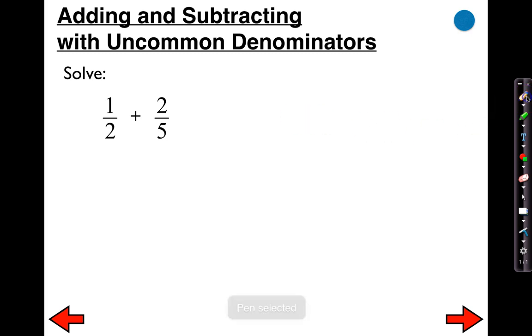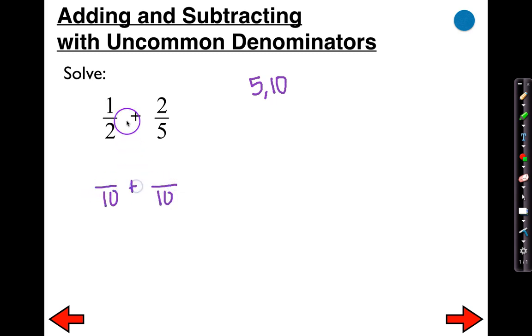So the first thing that I like to do, so here's a couple of tips, is first check, can the smaller number be multiplied to make the larger number? So in other words, can 2 be multiplied to give me 5? Unfortunately, no. Once that doesn't work, what I start doing is list multiples of the larger denominator. So the first multiple of 5 is 5. 2 cannot be made into 5. Next number would be 10. Can 2 be made into 10? Absolutely. So that's going to be my common denominator.